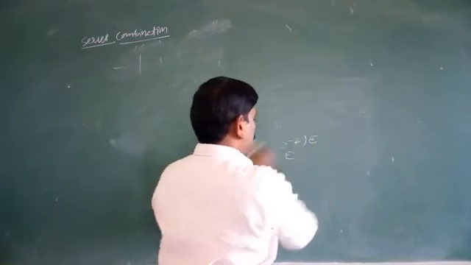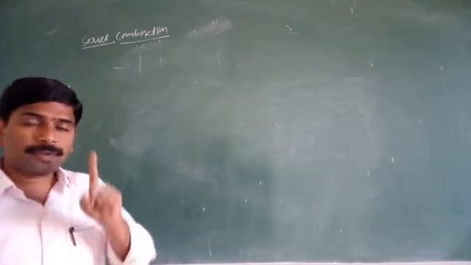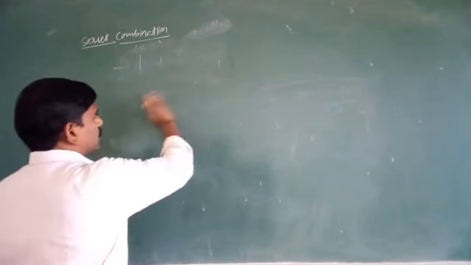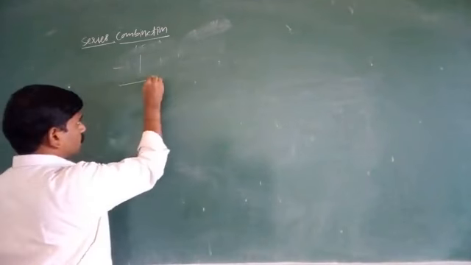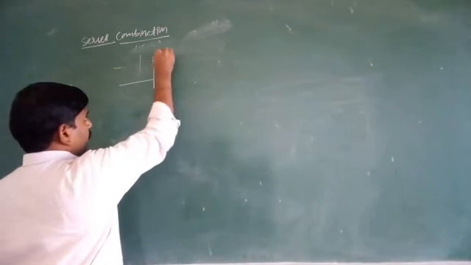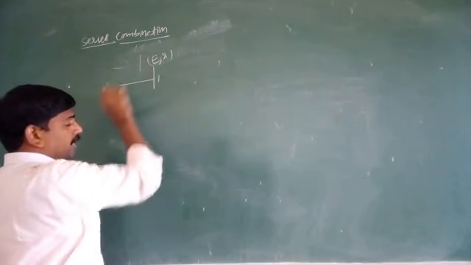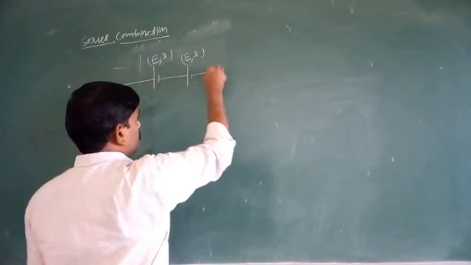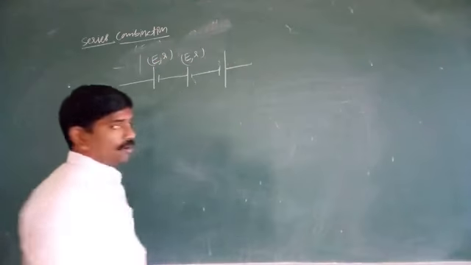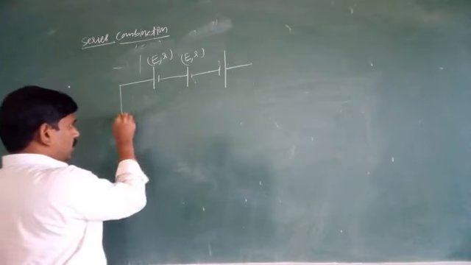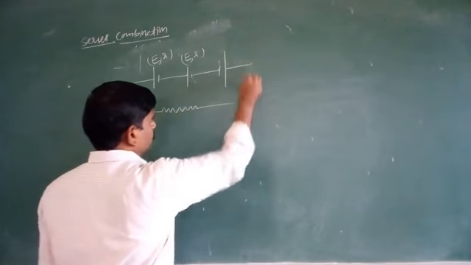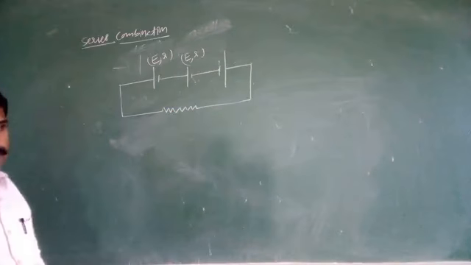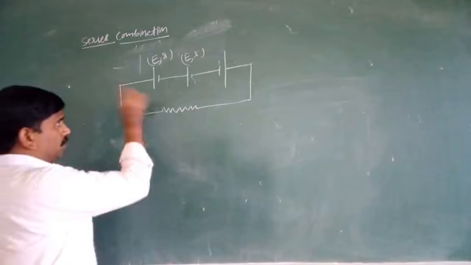Okay, so when we take three cells, in that one cell is connected wrongly, then what is the equivalent EMF? This is the first cell having internal resistance r and EMF E. Second cell, this is also in helping manner. Third one is by mistake connected wrongly. Total is connected to the external resistor R. Then what about the equivalent EMF?